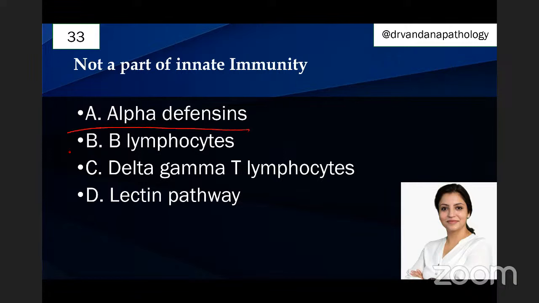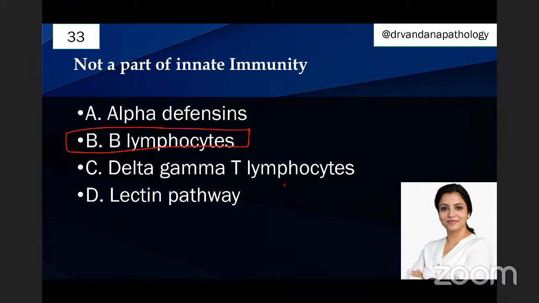So yes, B lymphocytes. B lymphocytes are not a part of innate immunity. Whenever we talk about innate immunity, we have the normal antibodies, the defensins, the lectins, the complements, which are part of innate immunity.